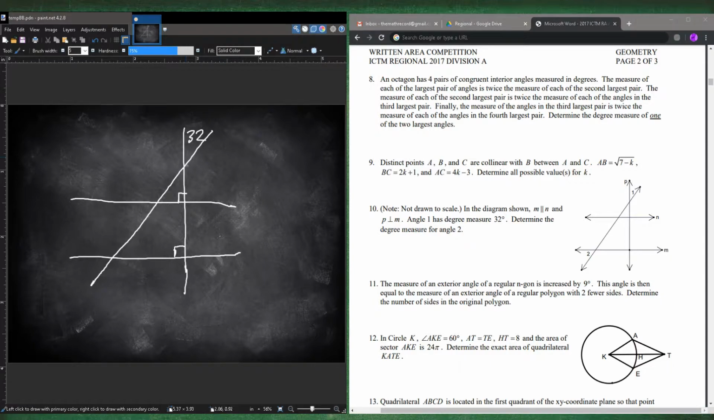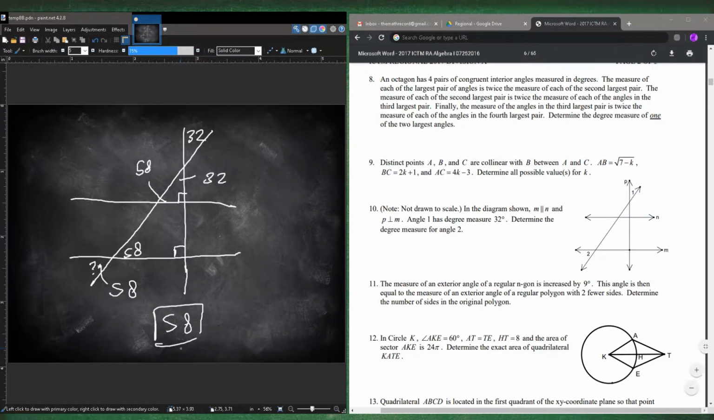So we know this is 32. That means this angle is also 32. So if this angle is 32, that means this angle is a 58, right? Because 58 plus 32 is 90, because this is already 90 degrees. So to determine the angle for 2, we need to find this angle right here, right? So since this is 58, that means this is also 58. Since this is 58, that means this is also 58. So our answer is just 58. Basically just that simple. Number 10 is just 58.